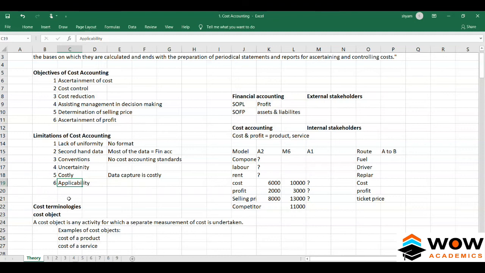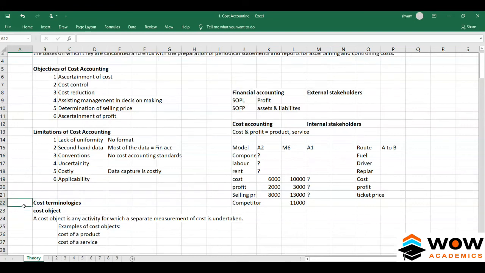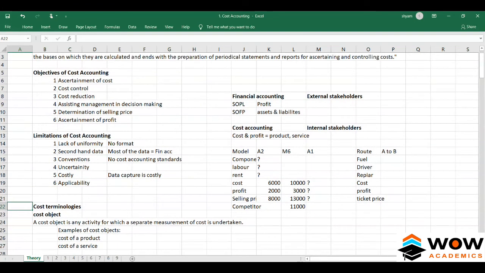Now we will move on to the terminologies. Only when we know the terminologies of cost accounting can we apply it. So we'll start with the terminologies of cost accounting. The first terminology is cost object. What is a cost object? A cost object refers to anything for which we want to find out the cost.